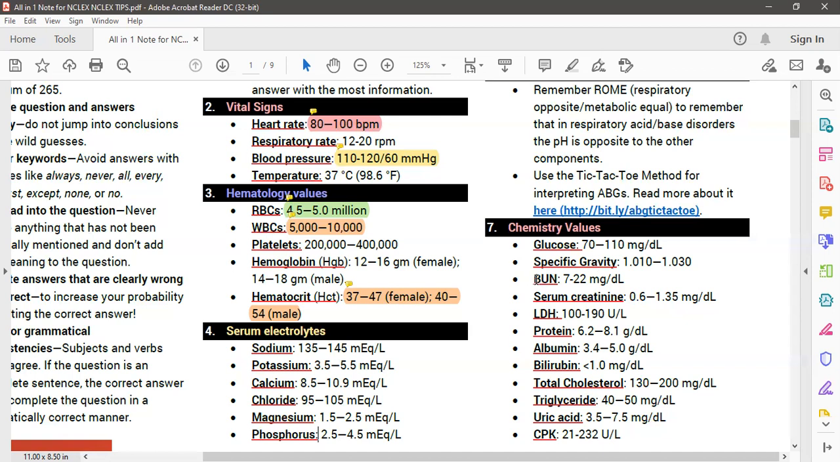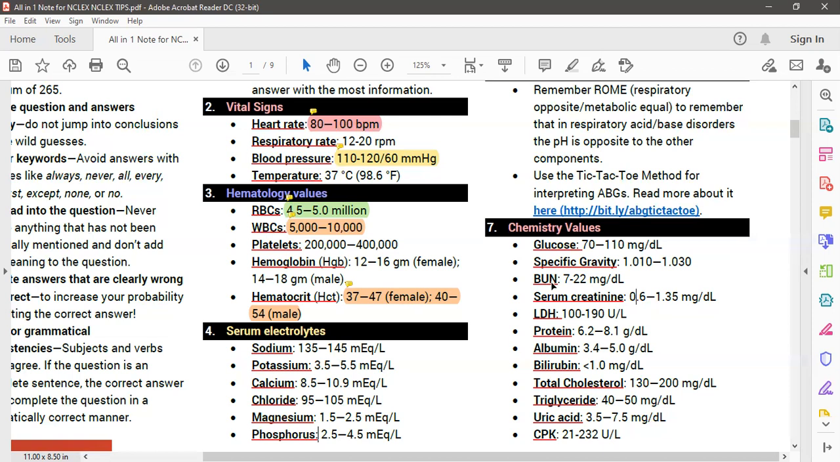Next one is BUN, which means blood urea nitrogen. Blood urea nitrogen is an indicator of kidney function or liver function. Usually it is 7 to 22, and some books write it is 8 to 25 milligram per dl, right? So BUN, this test measures the level of urea in the blood.